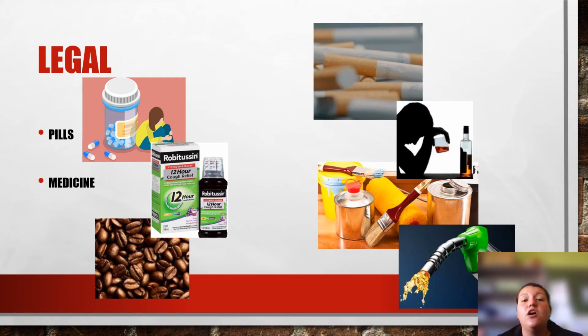Next up, we have our common household medicines. So these range anywhere from your flu and cough medicines that are usually mixed with any other chemicals to give people that greater high. And this happens because these medicines are usually mixed with alcohol.